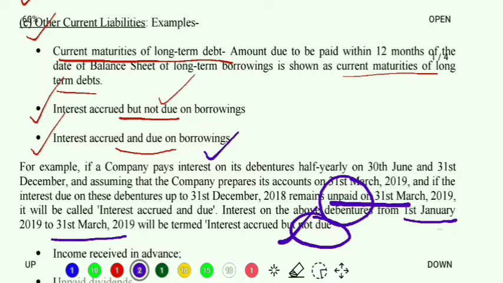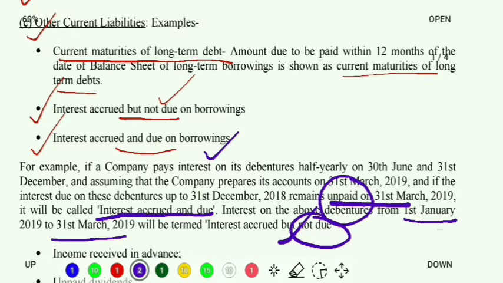So for these 3 months, that is till 31st March, beginning from 1st January, that interest will be termed as interest accrued but not due. It is not due. When will it become due? It will become due when the year ending date also passes. That means it is also unpaid on 31st March. Then my interest will be called accrued and also due.